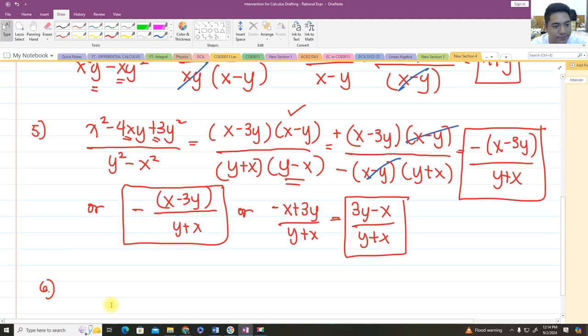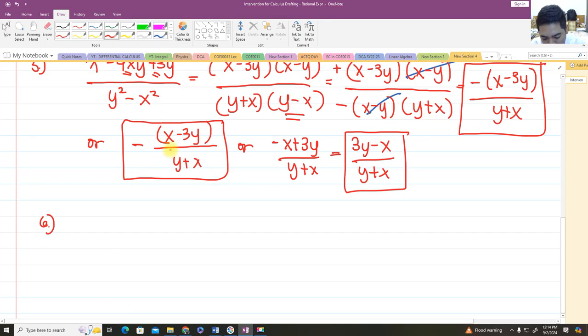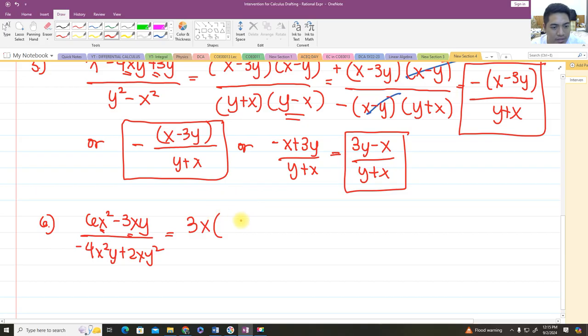So for number 6, we have 6x squared minus 3xy all over negative 4x squared y plus 2xy squared. So we can factor out commonly in the numerator x, and of course the 3, because the constants are divisible by 3. So I can factor out 3x. So I have 2x, so 3x times 2x is 6x squared, minus y.